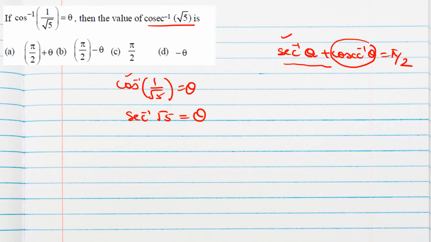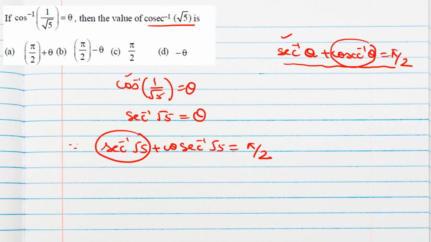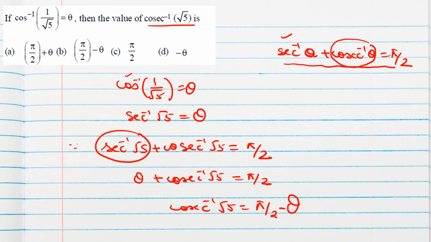Okay. So using this property, we know sec inverse root 5 plus cosec inverse root 5 is equal to pi by 2. This is given actually theta, and this we have to find. So our final answer will be pi by 2 minus theta. That is option B.